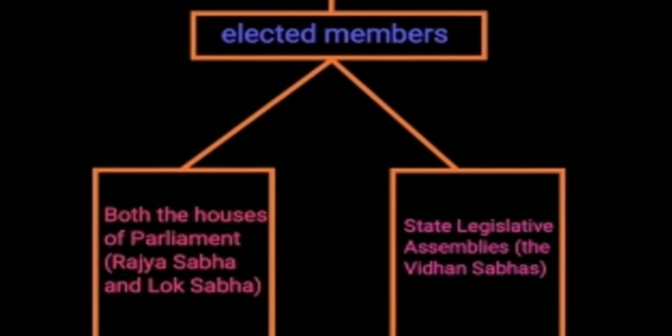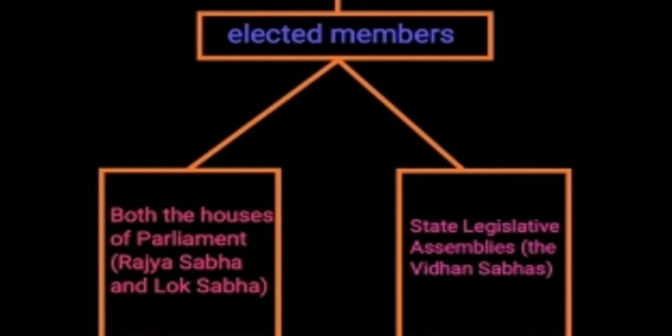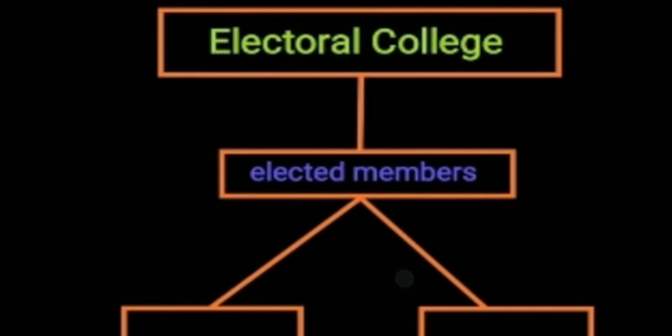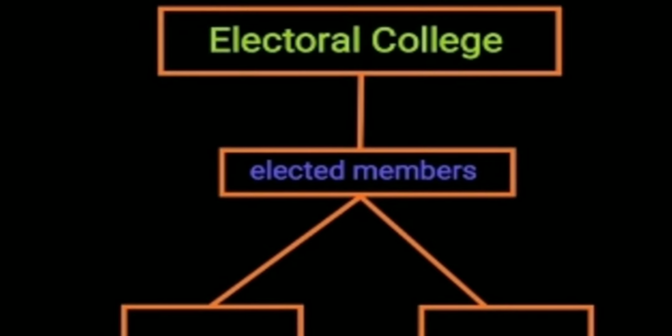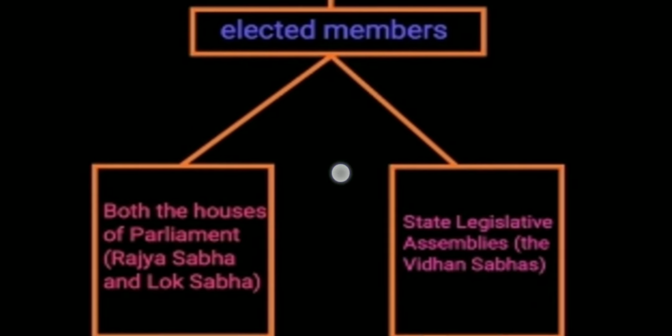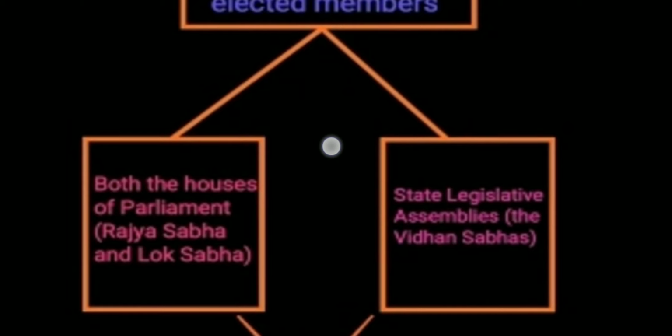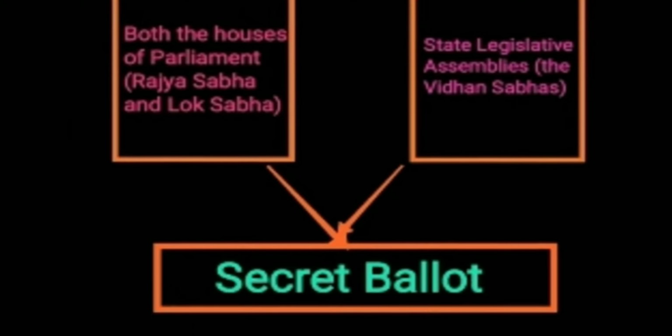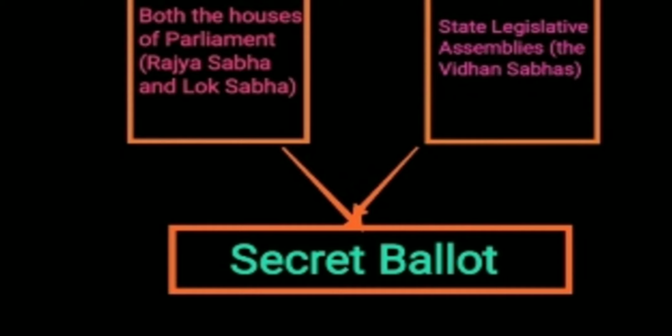And then same way here at the state legislative level, the elected members of the Vidhan Sabha, the state legislative assemblies, get the chance to vote for the election of the president. That is why this term elected members is very important. First thing, president is elected by the electoral college, which comprises of the elected members of both the houses of Parliament, Lok Sabha and the Rajya Sabha, and the state legislative assemblies, the Vidhan Sabha. Do not mention the Vidhan Parishads here, remember.